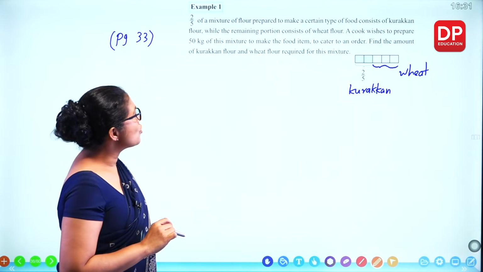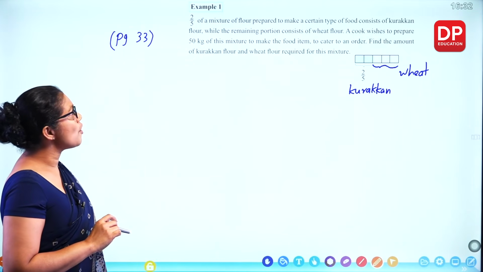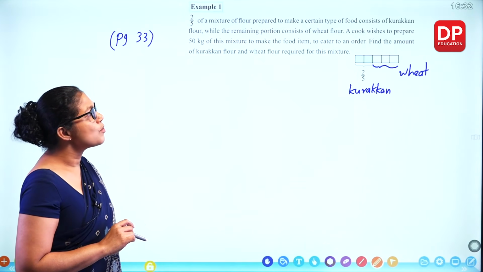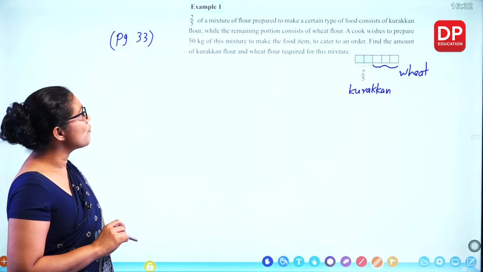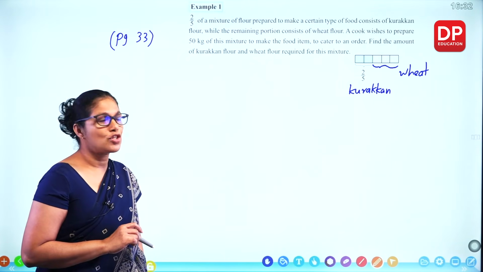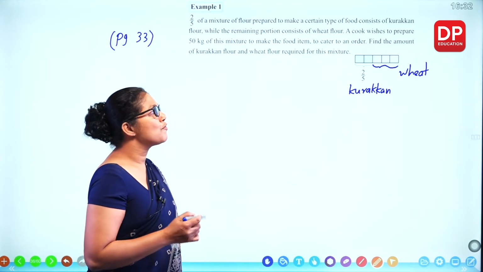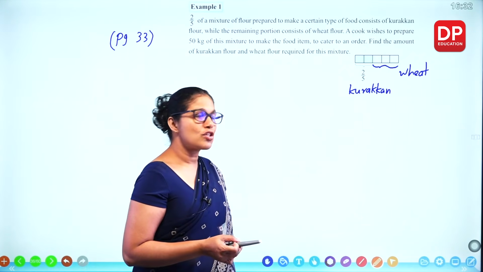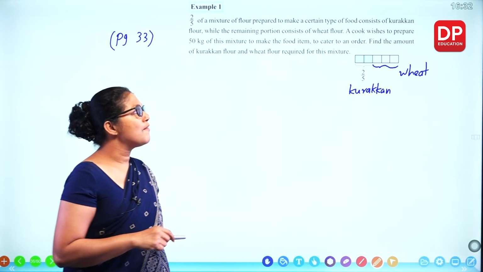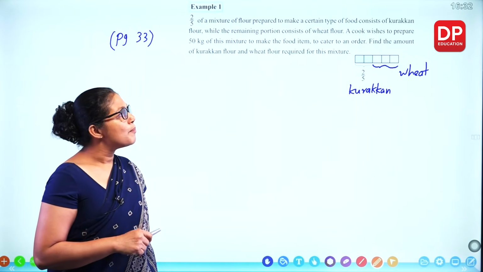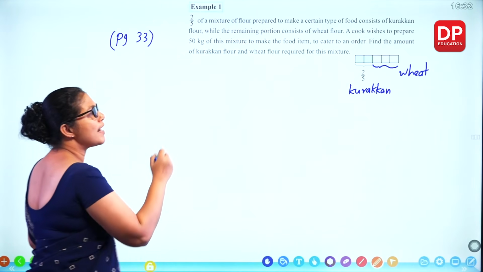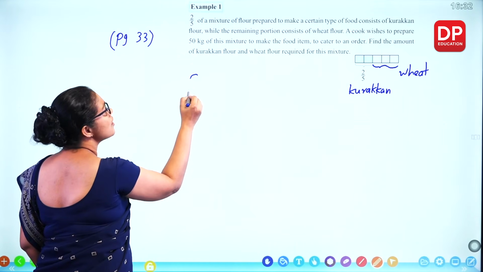A cook wishes to prepare 50 kilograms of this mixture to make the food items to cater to an order. Find the amount of Kurakan flour and wheat flour required for this mixture. So first thing you have to find out what fraction you need for wheat flour. So if you have given the portion for Kurakan flour is 2/5, how can we find out the fraction for wheat flour?